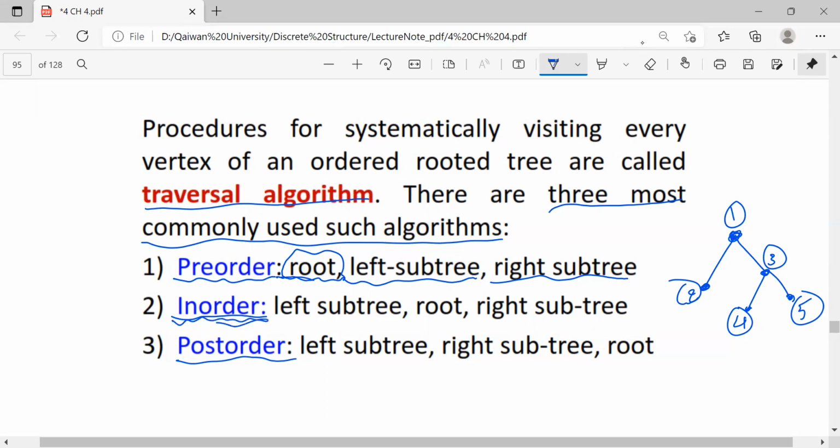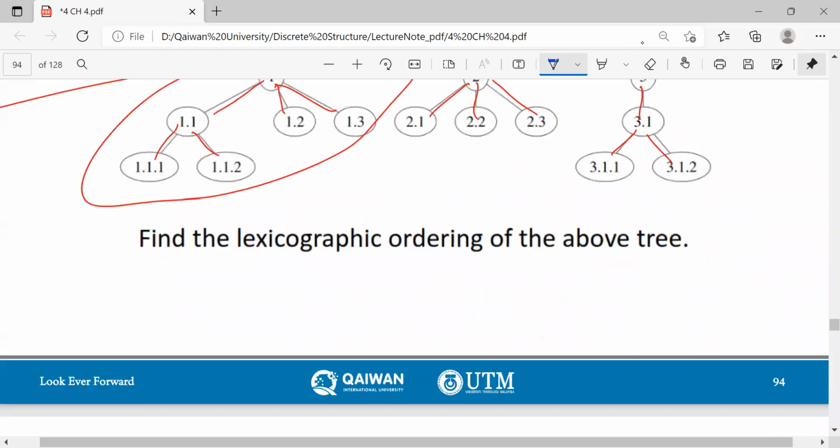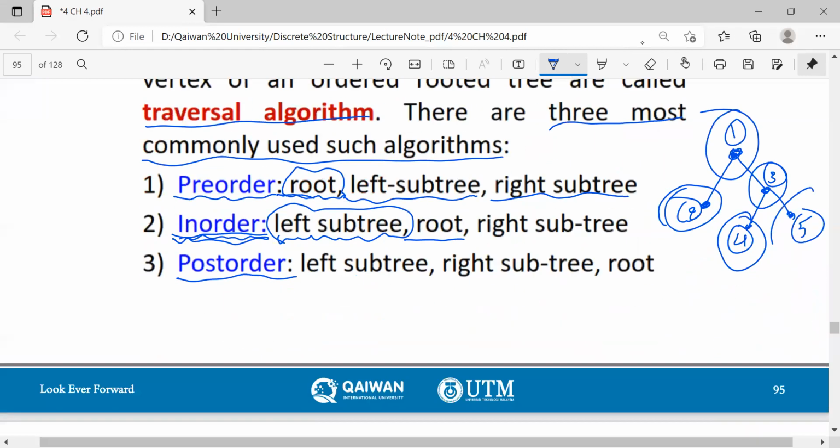And here we have in-order. In in-order, we start from the left subtree. That means you start from this one, then root, and then this one, and then left subtree. Sorry, and this. Okay. We start from the left subtree, and then root, then right subtree. We will take an example about each of these later on.